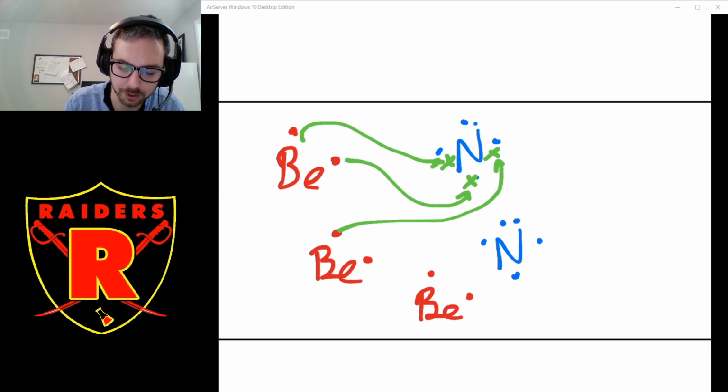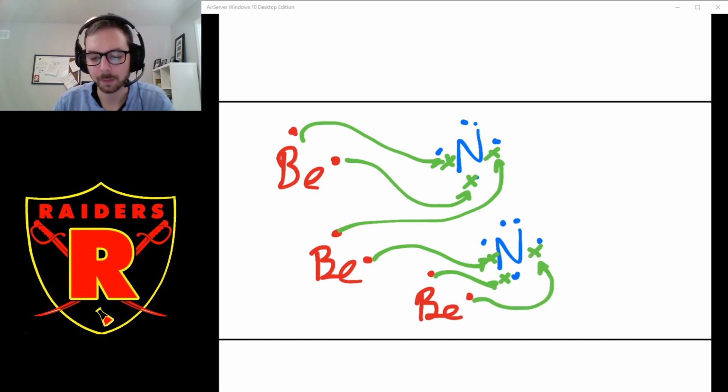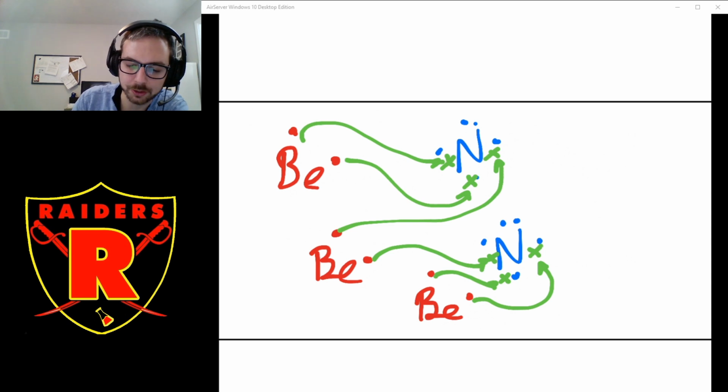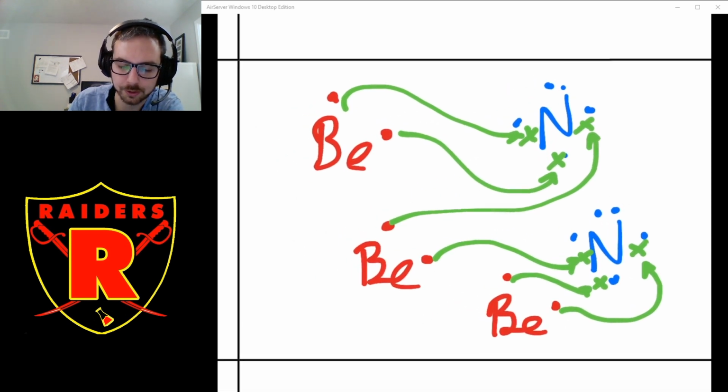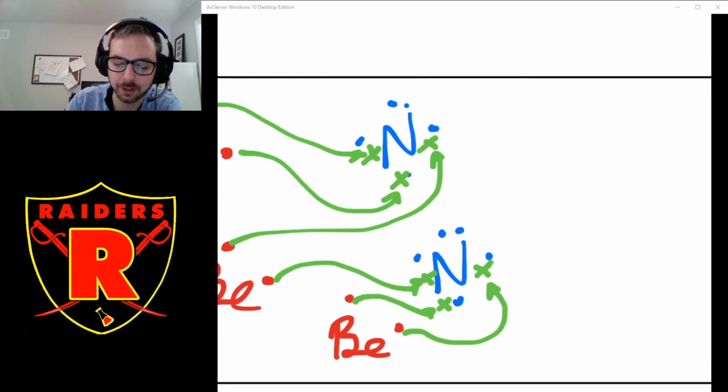And then this beryllium still has to give away 1, so it's going to give it away to this nitrogen. And then 1 there, 1 there. Okay, so in order for this to be stable, all the berylliums, the metals, have to give away all of their electrons, and the nitrogens have to fill all of their empty spaces.